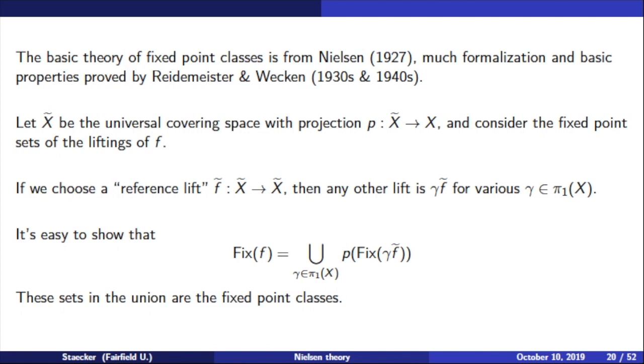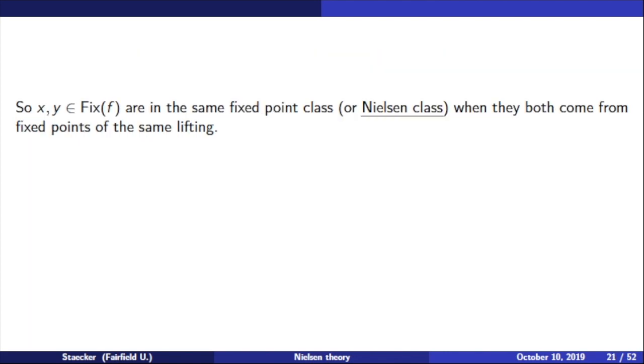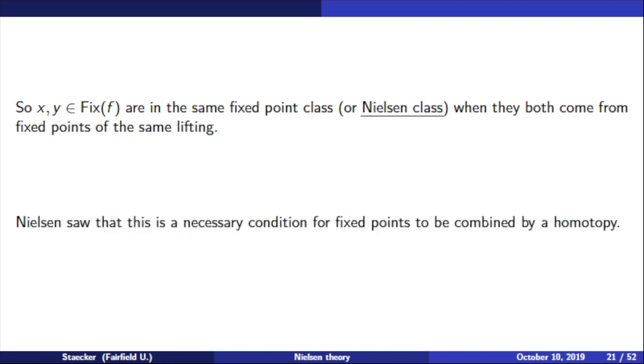It turns out the fixed points of the individual liftings have a lot to do with which fixed points can be combined in the space X. So we say x and y in the fixed point set are in the same fixed point class when they both come from fixed points of the same lifting in the universal covering space. And Nielsen saw that this is a necessary condition for fixed points to be combined by a homotopy. If you want to combine two points together, it is necessary that they are both fixed points of the same lifting in the universal covering space. There's another condition for this if you don't like universal covering spaces, which I'll say in a moment.